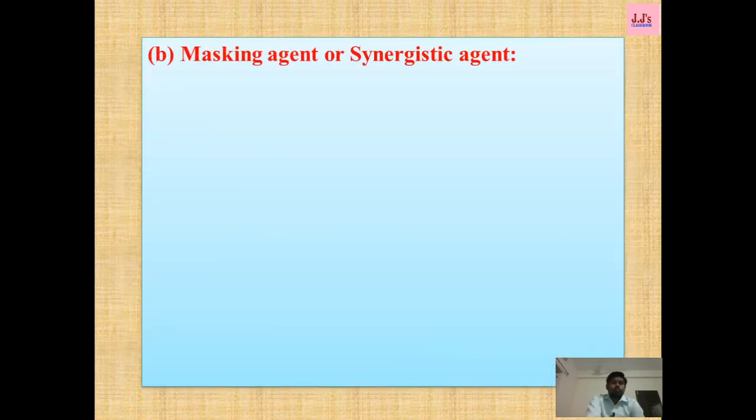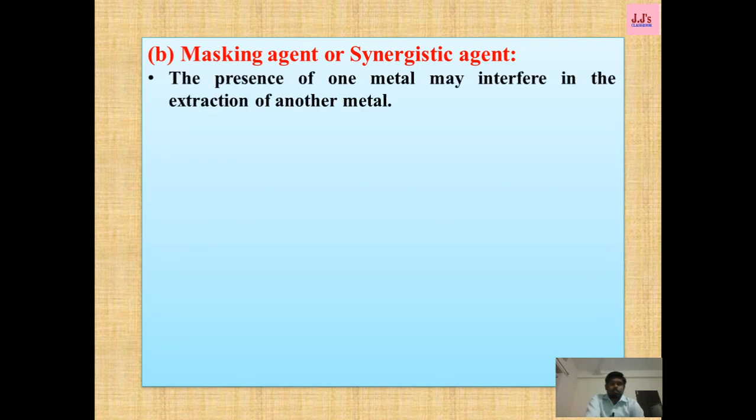Next point is called masking agent or synergistic agent. Why are masking agents required? The first line tells us that the presence of one metal may interfere in the extraction of another metal. That means during the practical, if more than one metal is present in your aqueous solution, then when you add organic solvent, which metal undergoes extraction is a question mark for us.